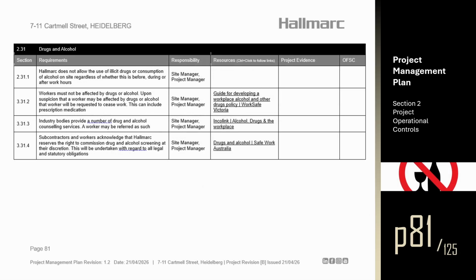Section 2.31. Drugs and alcohol. Section 2.31.1. Hallmarc does not allow the use of illicit drugs or consumption of alcohol on site regardless of whether this is before, during, or after work hours. Section 2.31.2. Workers must not be affected by drugs or alcohol. Upon suspicion that a worker may be affected by drugs or alcohol, that worker will be requested to cease work. This can include prescription medication.